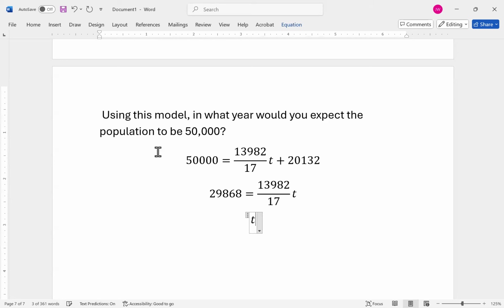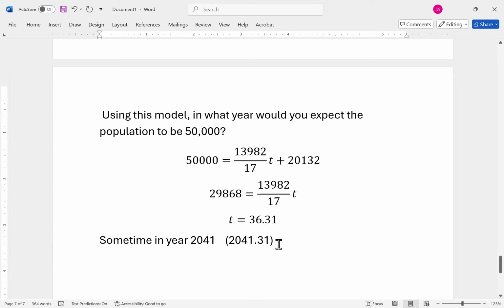This gives me a t value of 36.31, roughly. Remember, that is years after 2005. So sometime in the year 2041, or again, if people were just asking for the output, the year would be 2041.31, if they're just asking for what the output of the function gives us.